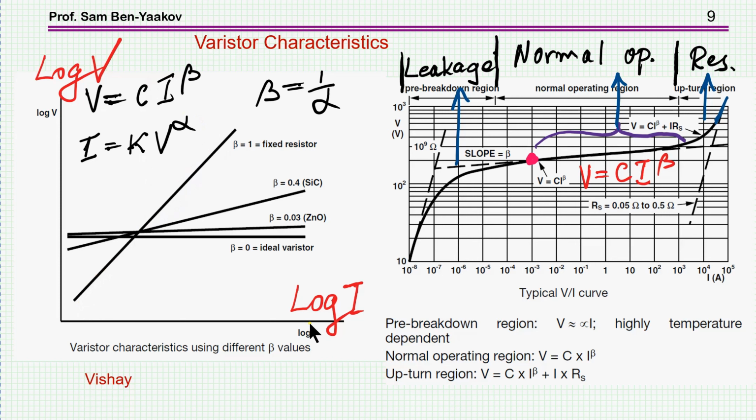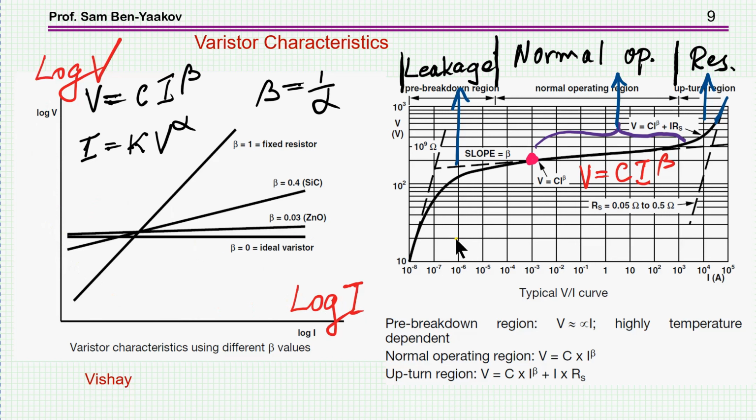So this is now plotted in a log-log scale because we have a power here. And in the case of silicon carbide, you see that beta is 0.4. While in the case of zinc oxide, this is the MOV, it's much lower, so therefore it will be sharper than this. And of course, an ideal varistor will be like a straight line. It will keep the voltage no matter what the current is. So this is of course just a theoretical notion.